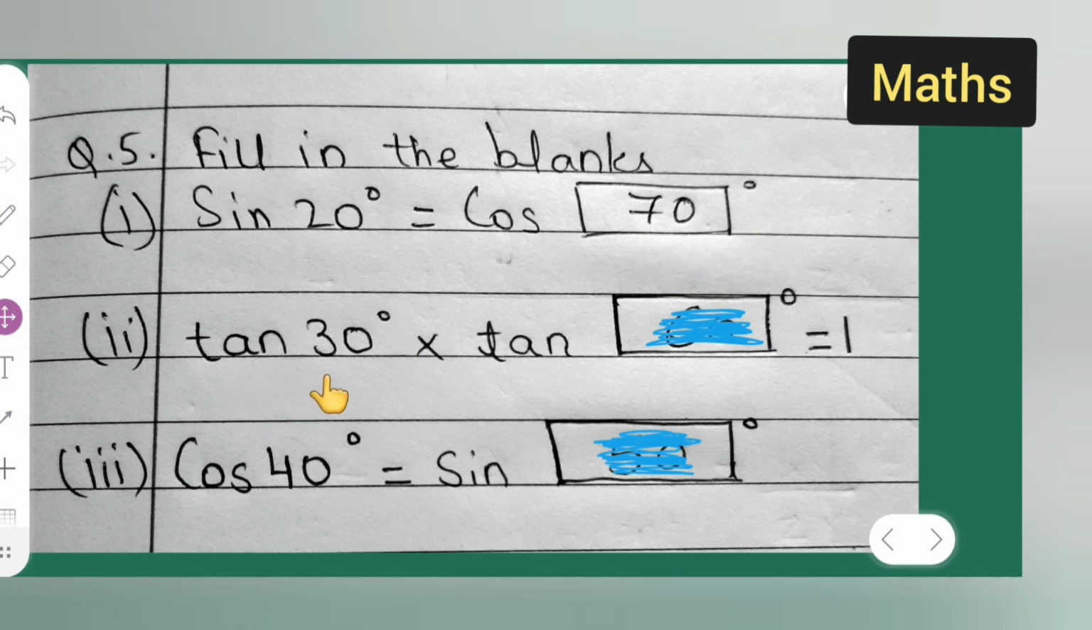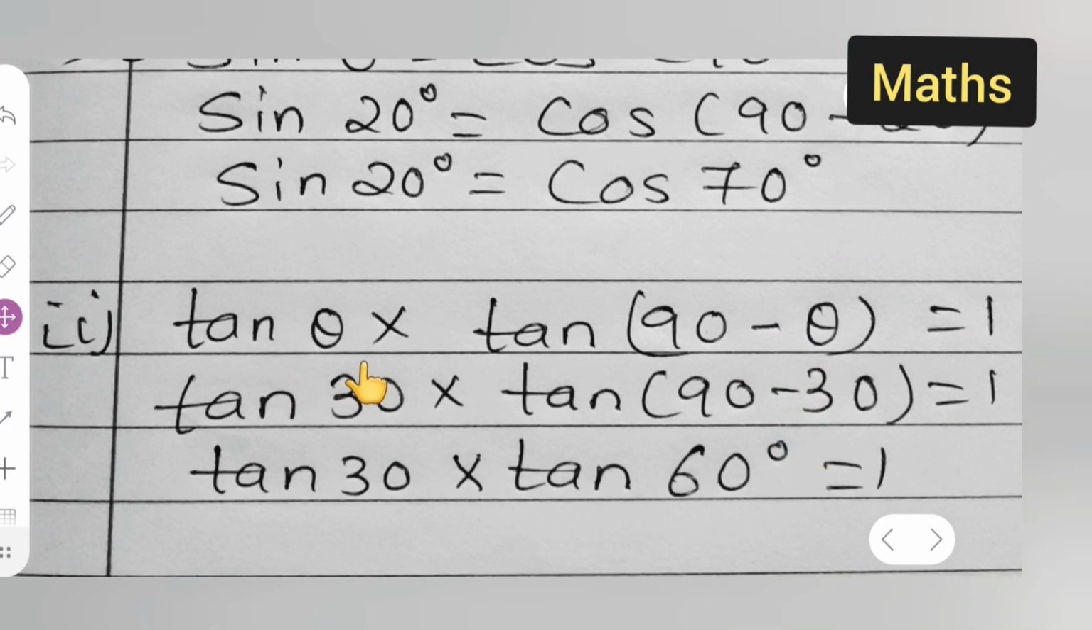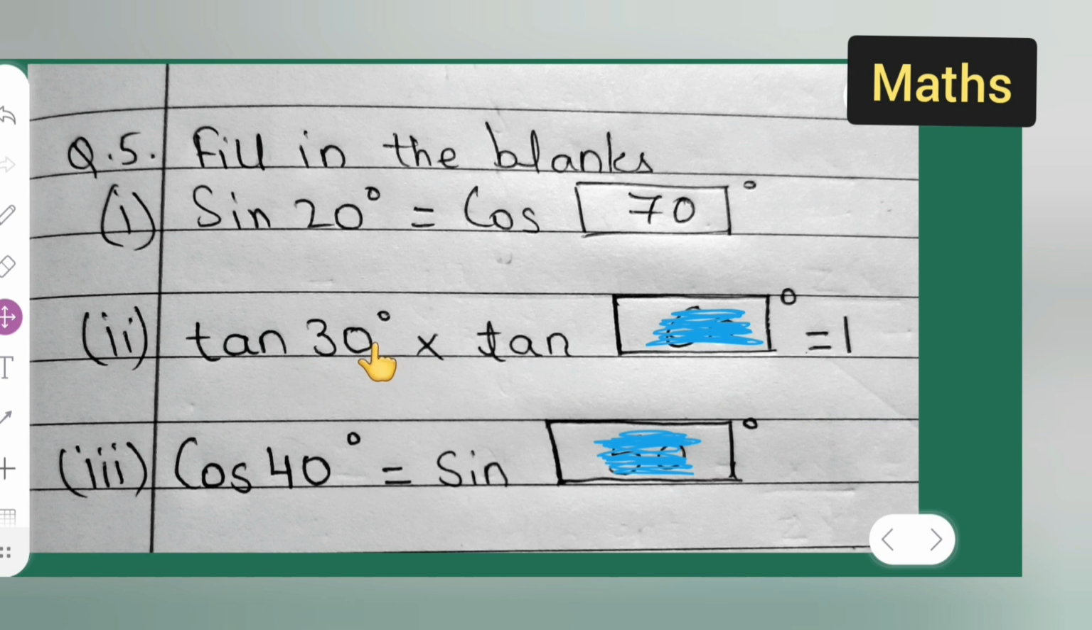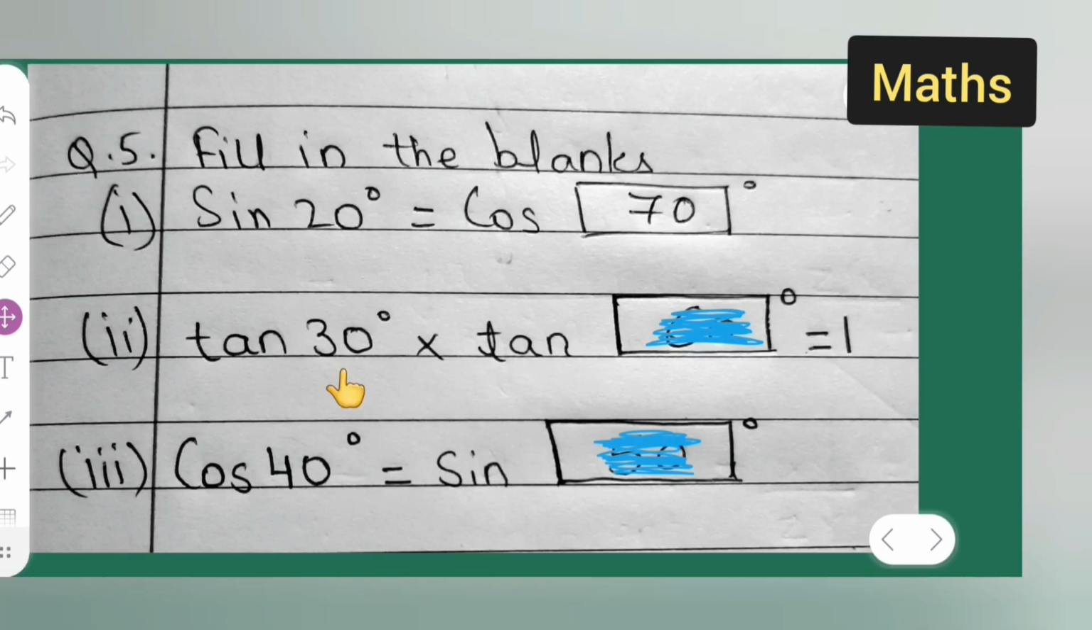Next we need to find tan 30 degree into tan of dash is equal to 1. For that we need to use the second formula: tan theta multiplied by tan of 90 minus theta is equal to 1. In place of theta, 30 is there. So tan 30 multiplied by tan of 90 minus 30, which is 60. So it is tan of 60 degree, which is equal to 1. Plug the value over here: tan of 60 degree.